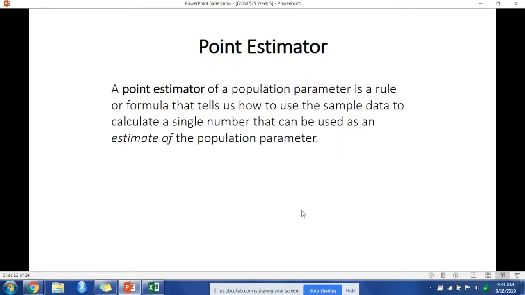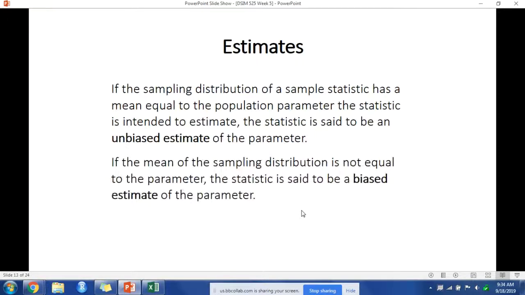A point estimator of a population parameter is a rule or formula that tells us how to use the sample data to calculate a single number that can be used as an estimate of the population parameter. If the sampling distribution of a sample statistic has a mean equal to the population parameter the statistic is intended to estimate, the statistic is said to be an unbiased estimator, which is what I said, of the parameter. If the mean of the sampling distribution is not equal to the parameter, the statistic is said to be a biased estimator of the parameter.